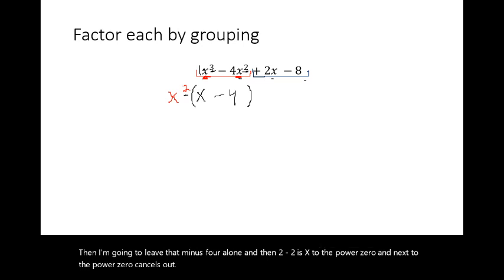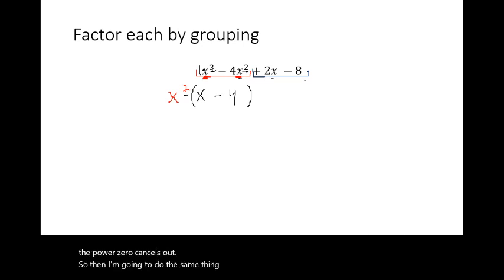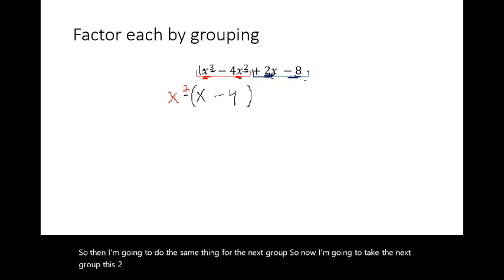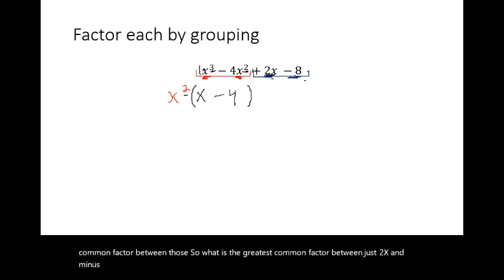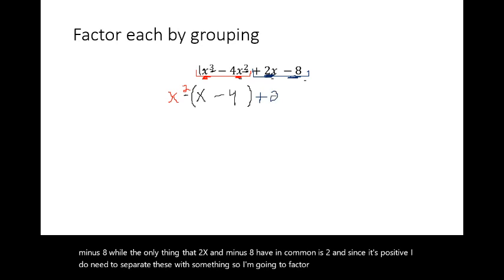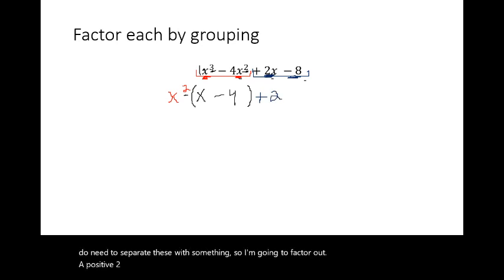So then I'm going to do the same thing for the next group. I'm going to take the next group, this positive 2x and this minus 8, and I am going to identify and factor out the greatest common factor between those. So what is the greatest common factor between just 2x and minus 8? Well, the only thing that 2x and minus 8 have in common is 2. And since it's positive, I do need to separate these with something, so I'm going to factor out a positive 2 just out of the second group.